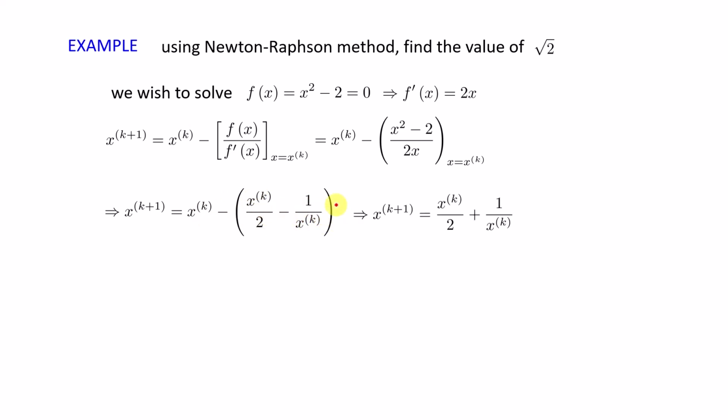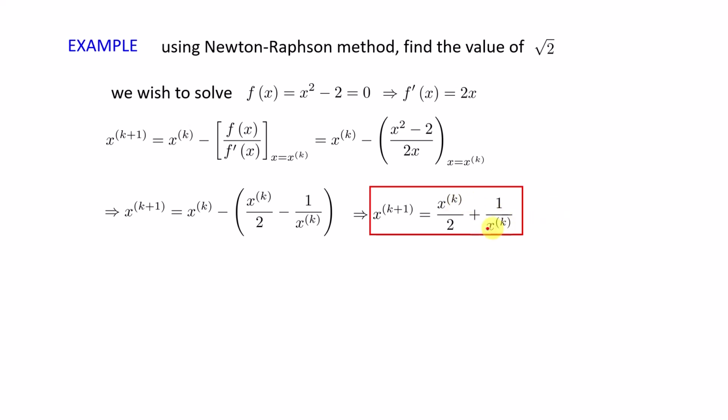So if I remove this bracket, it turns out to be x_k minus x_k by 2. So that would be x_k by 2, and this minus becomes a plus. So that is 1 by x_k. So x_(k+1) is equal to x_k by 2 plus 1 by x_k. This is a fundamental equation for finding the value of root 2, and this equation was known since ancient time, although the ancient mathematicians knew it only heuristically. Calculus or Newton-Raphson method was not invented in ancient time.